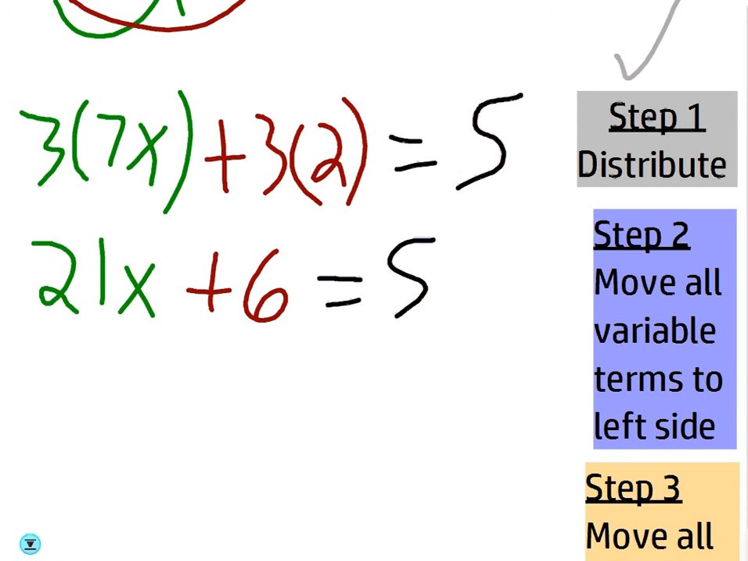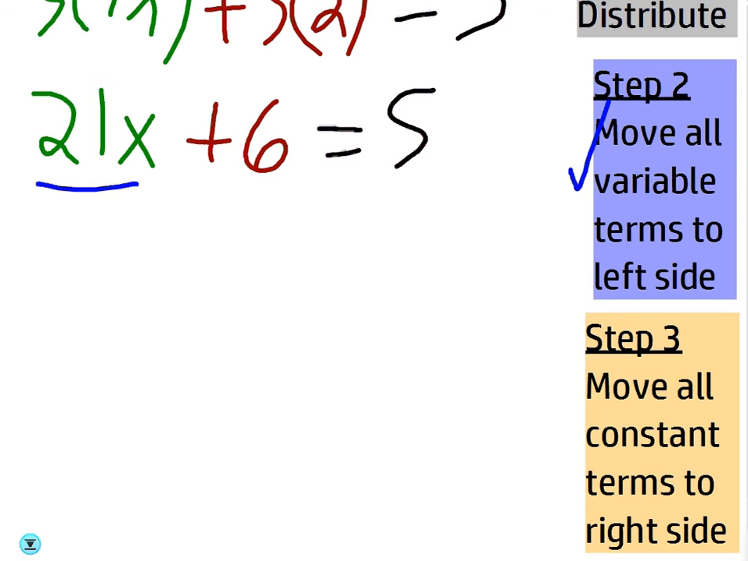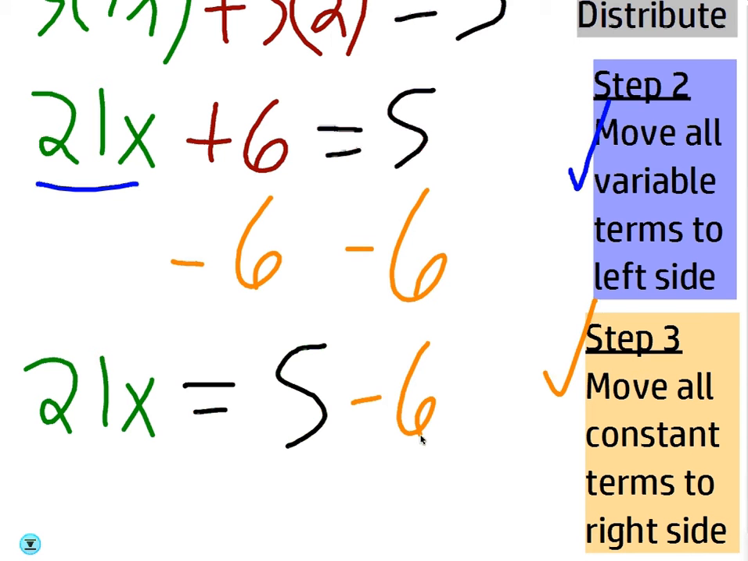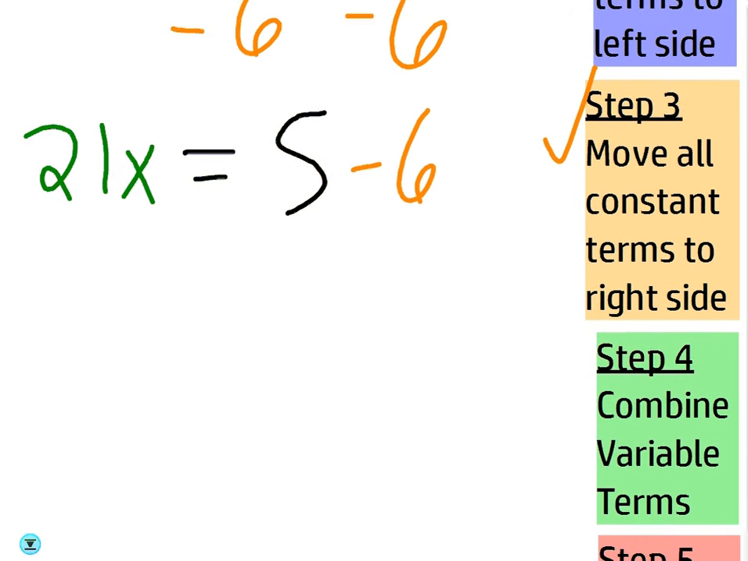Step 2, make sure all the variable terms are on the left side. And they are. There are no variable terms on the right. Step 3, move all the constant terms to the right. So I'm going to have to subtract 6 from both sides. So we get 21x. And I know some of you combine at this step, but if you're getting confused, I would suggest not combining anything until everything's moved to the left and right.